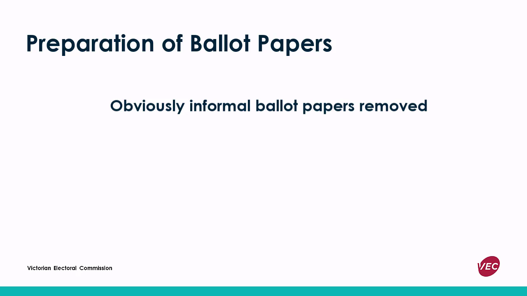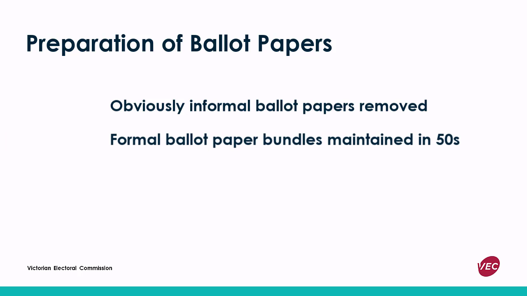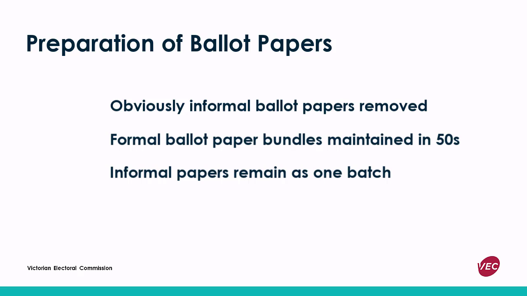During the computer count, the count application will detect less obvious informal votes during the data entry process. Any informal ballot papers detected are removed and replaced with the same number of formal ballot papers to maintain the bundle balance at 50. Informal ballot papers will also be bundled into 50s. However, only the total number of informal ballot papers is recorded.